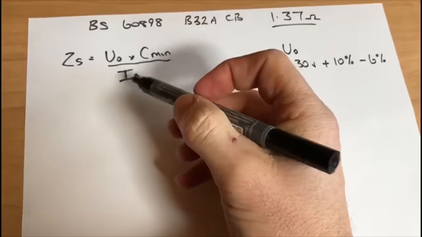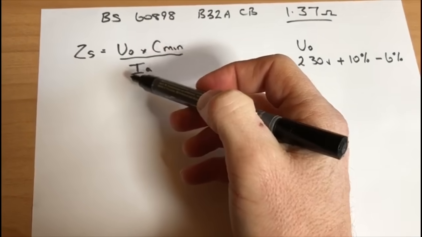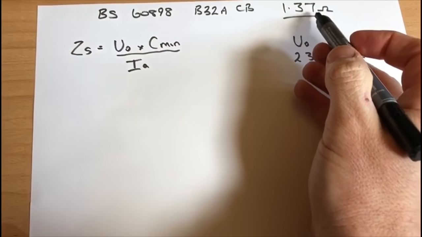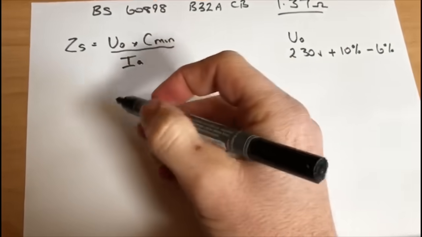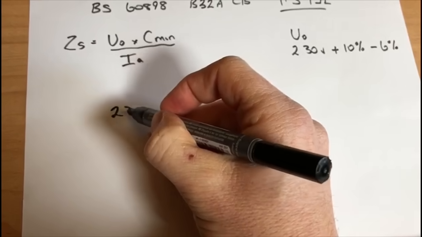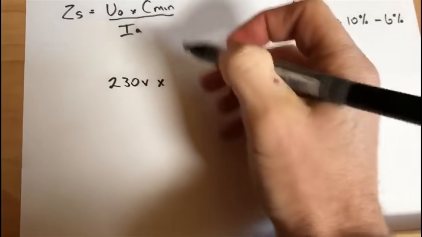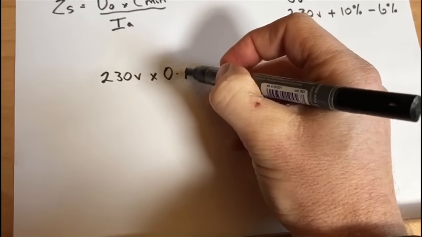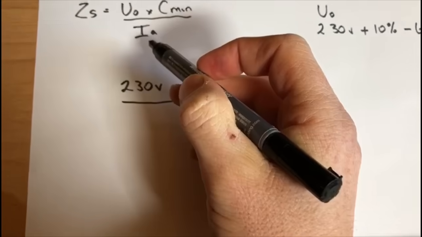So because we're trying to calculate ZS, or the earth fault impedance, we know it's 1.37, but we're going to actually calculate it now. We know that the nominal voltage is 230 volts. We know that the C minimum factor is 0.95. So now we just need to find IA.